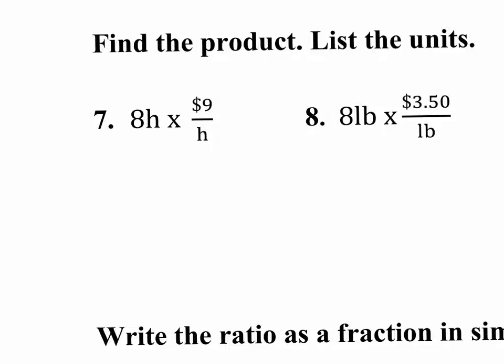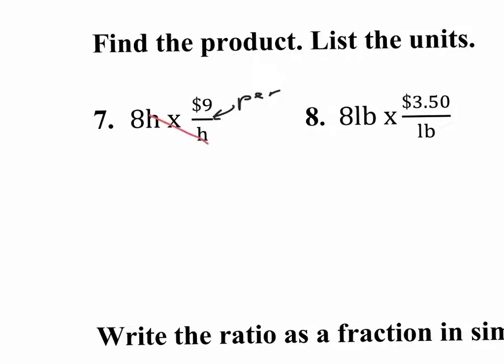So this would be 8 hours. We're going to assume H means hours. So this is 8 hours right here, and then times $9. This sign right here, I want you to think of it as per. So when you see that, I want you to think about it as per. Per hour. So I'm going to multiply.